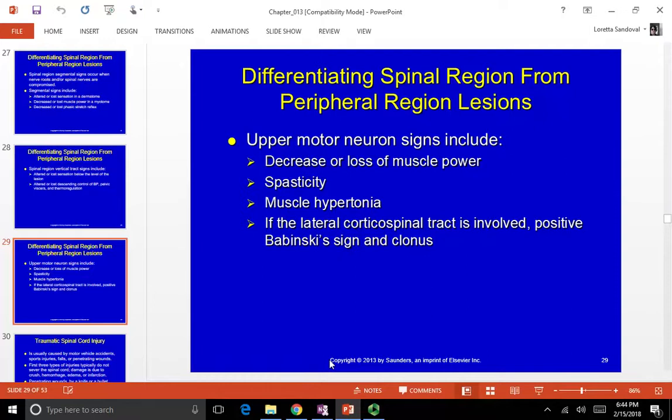Upper motor neuron signs. So you might have upper motor neuron signs from a vertical tract lesion, and those include decrease or loss of muscle power, spasticity, muscle hypertonia, and if the lateral corticospinal tract is involved, a positive Babinski sign and clonus. So if you have spasticity and hypertonia and Babinski and clonus, you know that it is not a peripheral region lesion. You know that it's a spinal region lesion. Okay?